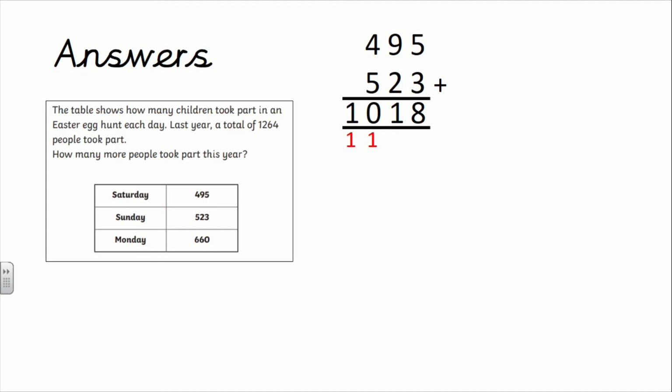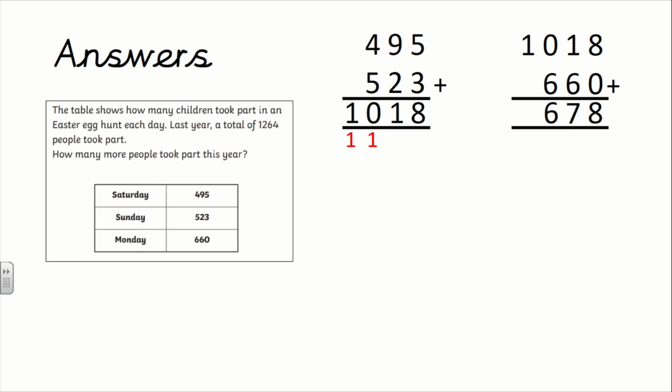So I've got 1018. 1018, add 660. So that means that I've added all of those values from that table once I've done this one. So 8 add 0 is 8. 1 add 6 is 7. 0 add 6 is 6. 1 add nothing is 1. So I know that this year there's been 1,678 children.